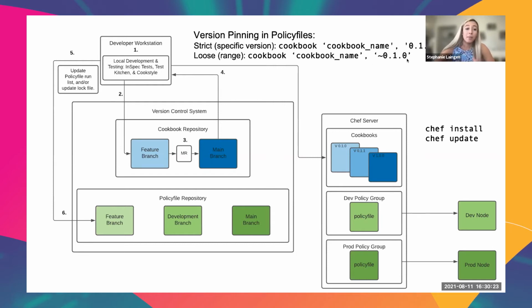So here, this update will happen either manually, where we change the version in the policy file, or we can just run the Chef install and update commands without changing the policy file with loose version pinning. Those changes need to be made by a developer manually and then pushed up to the feature branch for step 6. So at this point, we have policy file locks that include the new version of our cookbook that we want to test out, living on our feature branch.